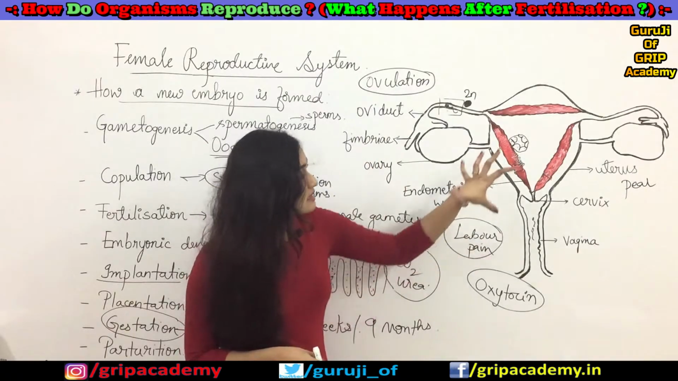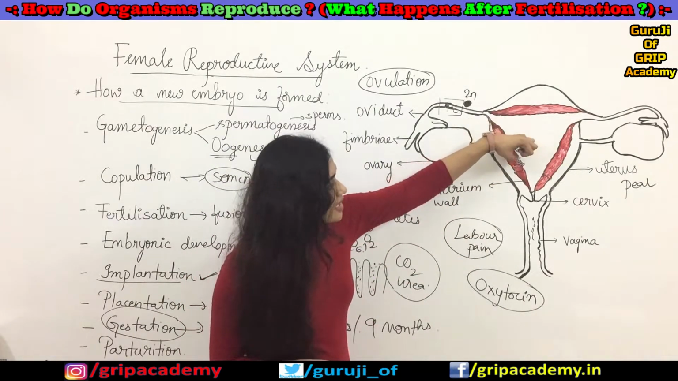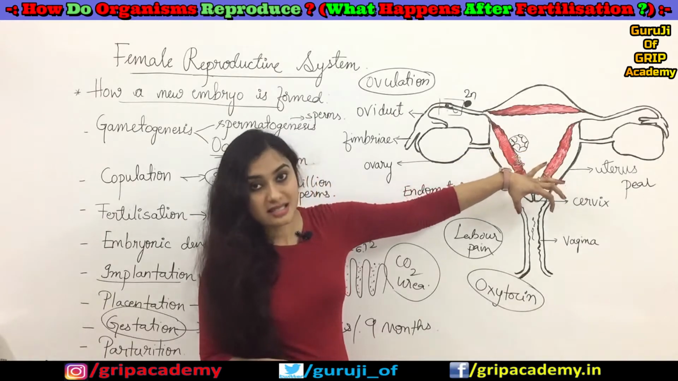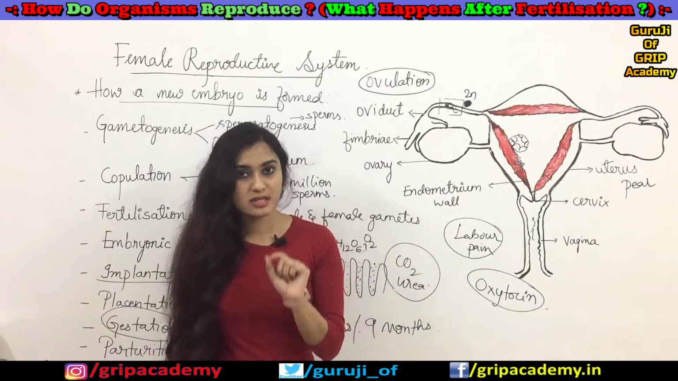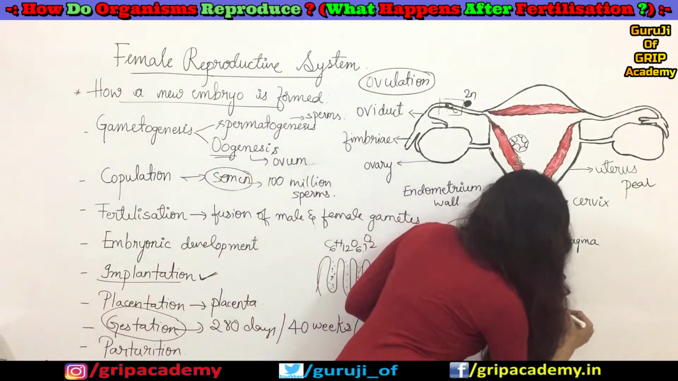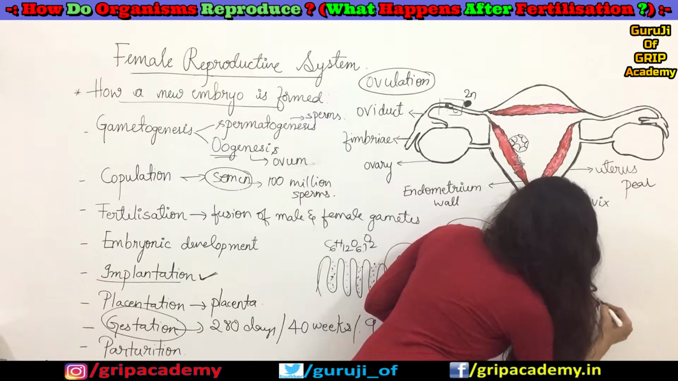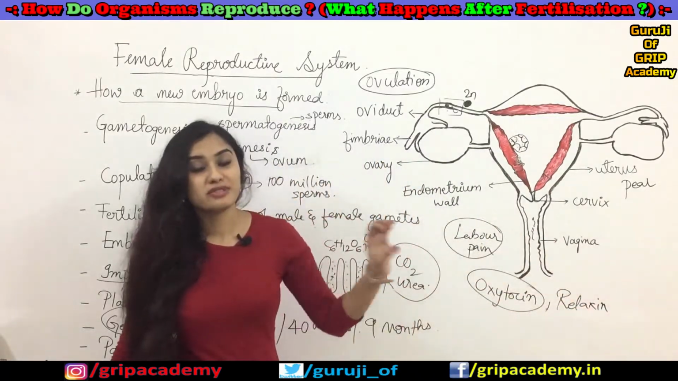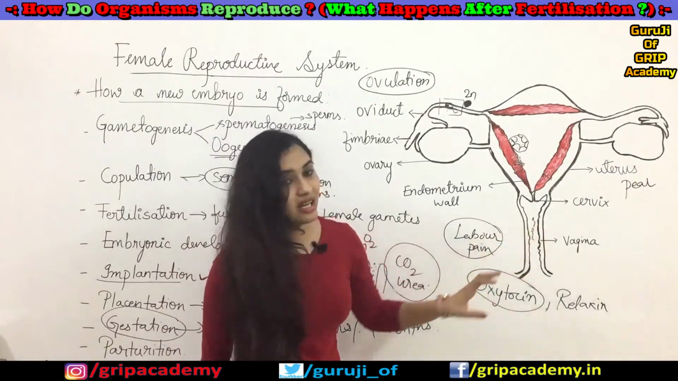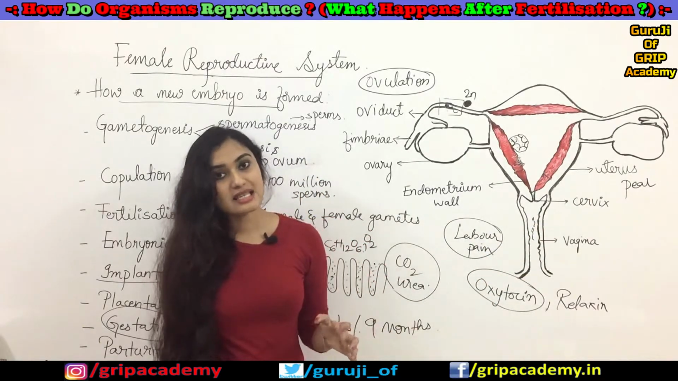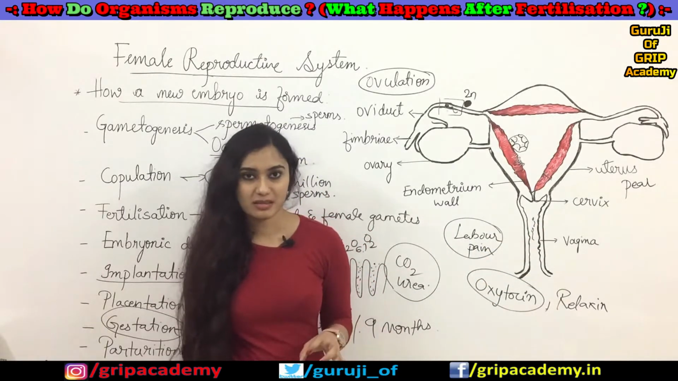So when this happens, the baby will be pushed towards the cervix, correct? And the ovaries also produce a hormone called relaxin. Under the influence of this hormone, the pelvic muscles as well as the vagina will widen up, and thus it helps in easy childbirth.